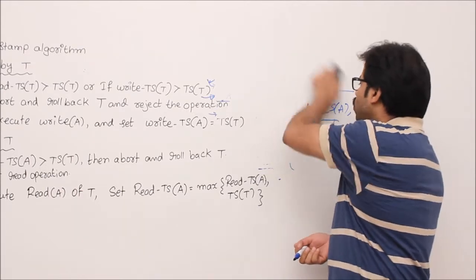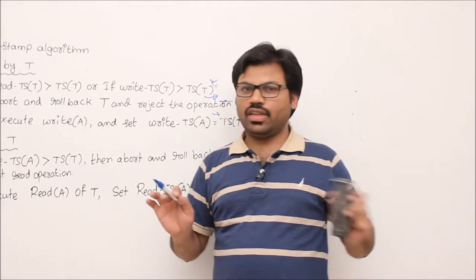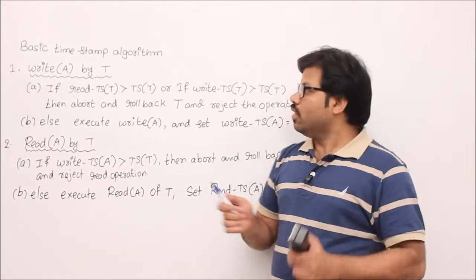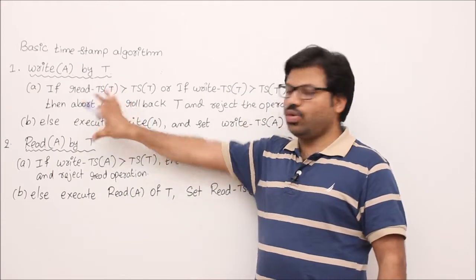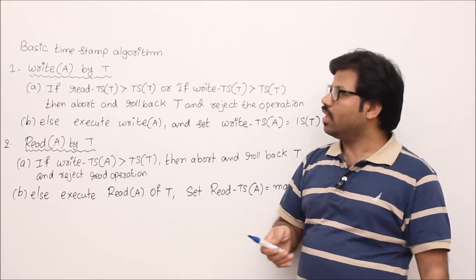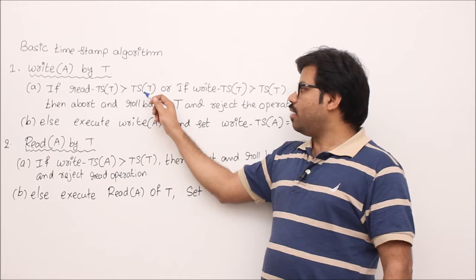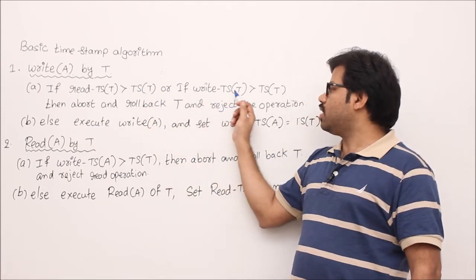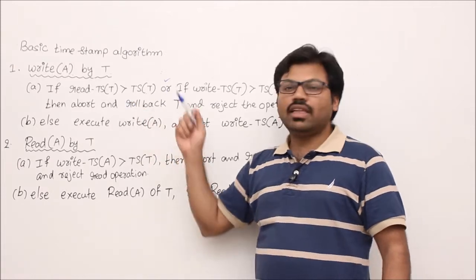So now we will go to the algorithm. Let's read the algorithm. Stop the video and read the algorithm. After that I continue. So first of all, when any transaction wants to write any data item, what are we going to do? We are going to decide using this code module. What is that we will see? If read timestamp of T greater than timestamp of T, or if write timestamp of T greater than timestamp of T, if this condition is true, then we are going to cancel the transaction.